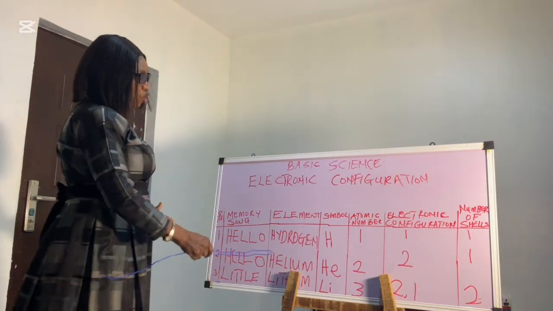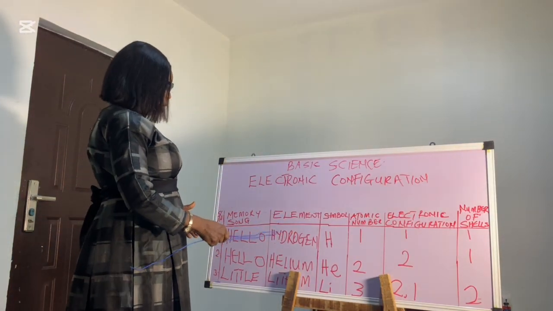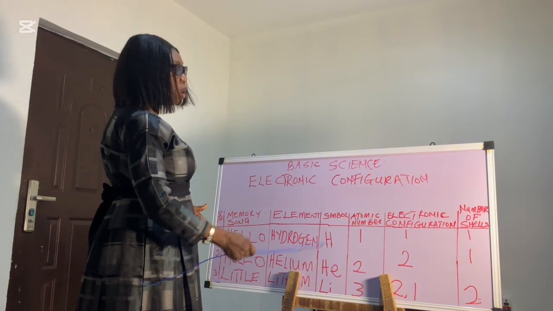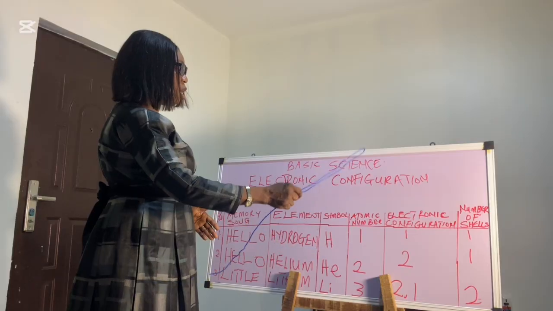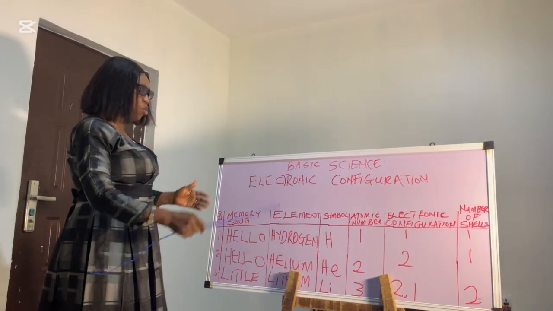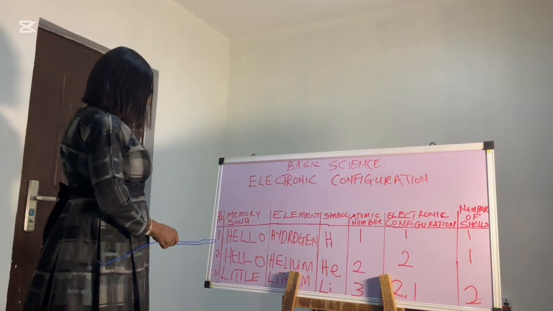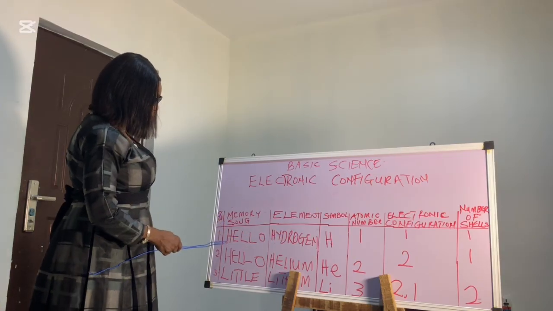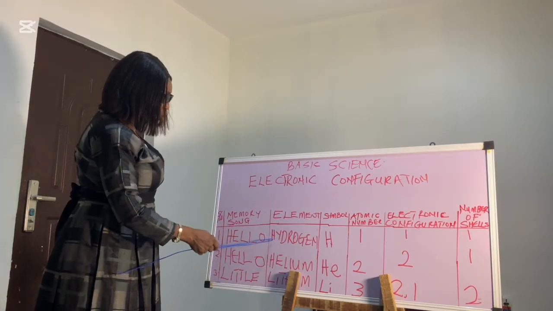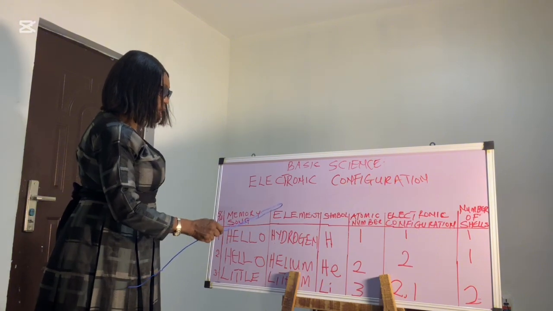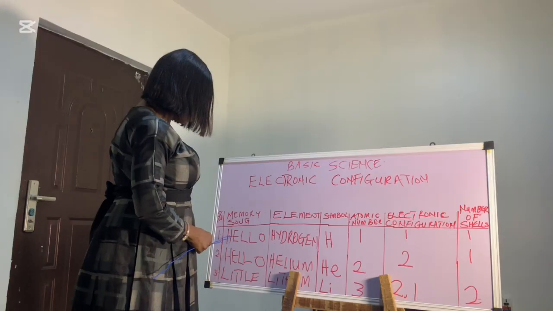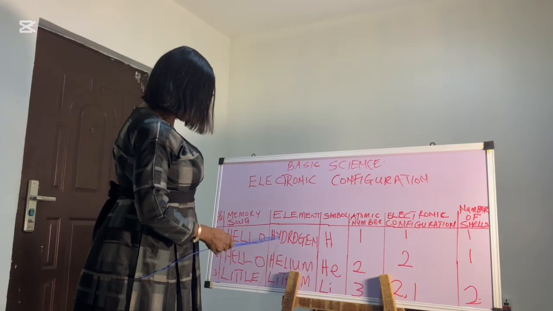And then I now merge it with the atomic number, the position, the symbol, and also the number of shells. So let's go. The first one is hello. See it, hello. Then I told you that the first letter helps us to know that hydrogen is the first element in the first 20 elements, or in the periodic table. So hello, hydrogen, that's hello.